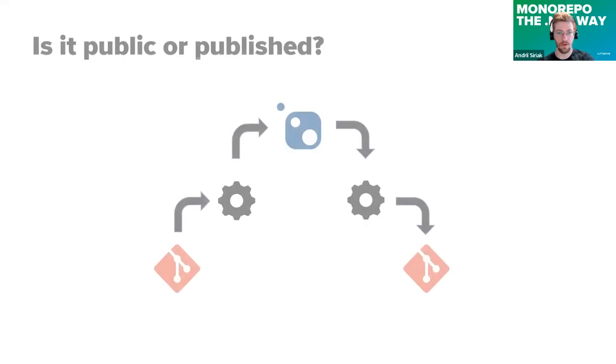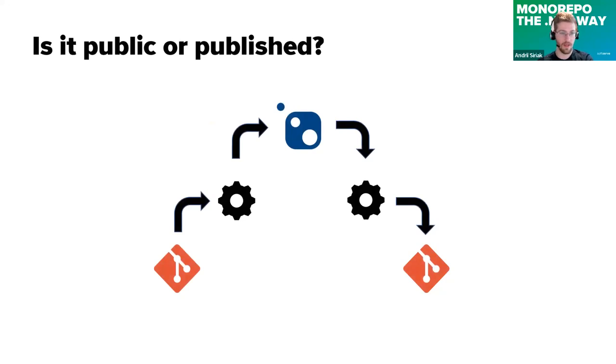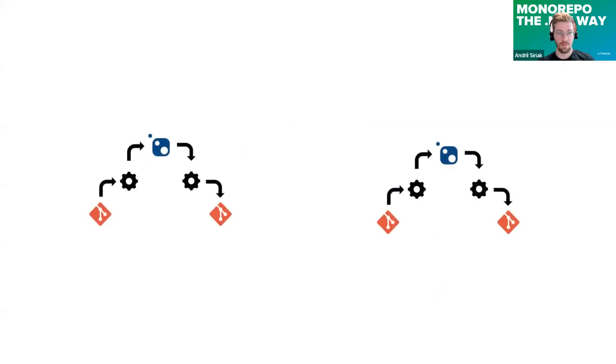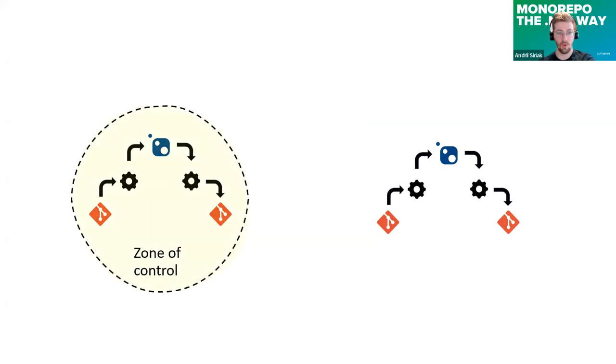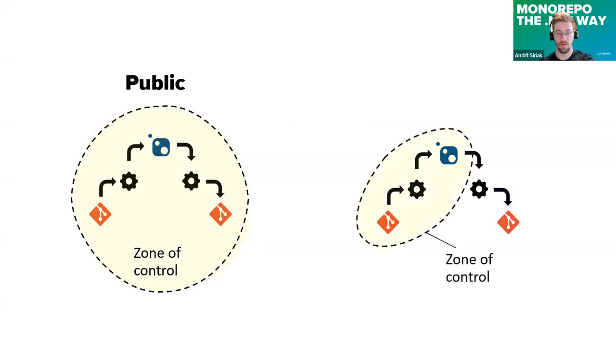So let's get back to our communication diagram. Well, what I would like to know is if it's public or published. And frankly speaking, there is not enough information here. It can be both. And its usual answer is: it depends. Let's take a look at what it depends on. It depends on our zone of control, as in the definition. So if we control both the services, then it's a public interface, and if we only consume a publishing of this NuGet package, then it is a published interface.